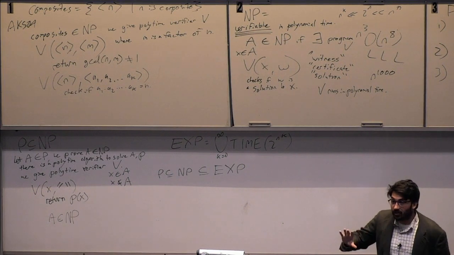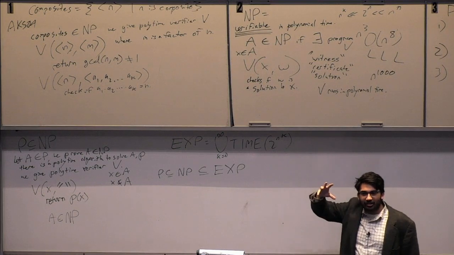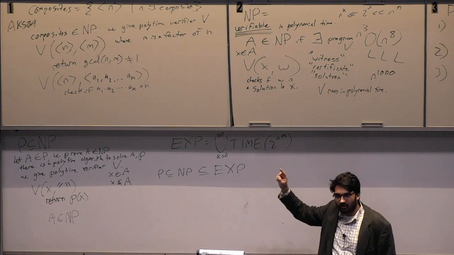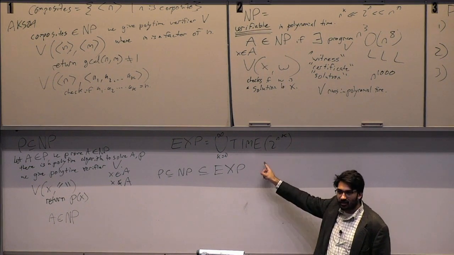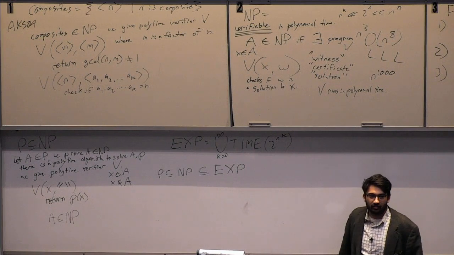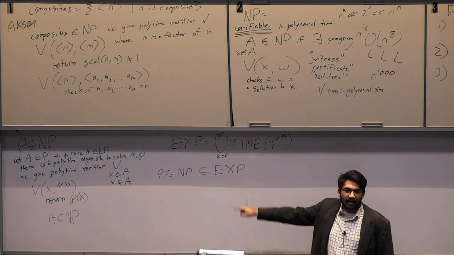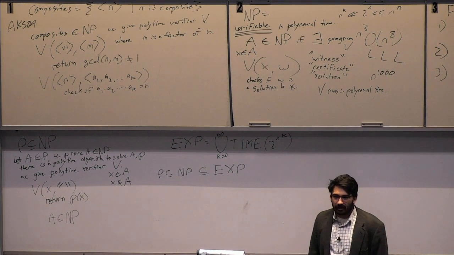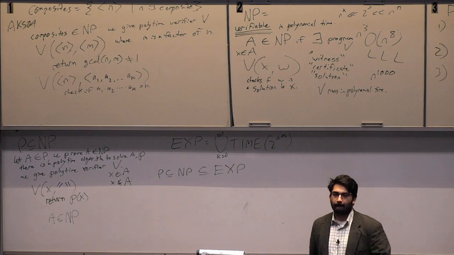And here, exponential, notice, is not just 2 to the n, but 2 to the n to the k. 2 to the n is a different class called just E, and we never talk about it. Like 2 to the linear exponent, 2 to the O of n, would be just a capital E. But EXP is 2 to the n to the k. That's our definition of exponential. I claim that P is a subset of NP, and NP is a subset of EXP. Why is NP a subset of EXP?